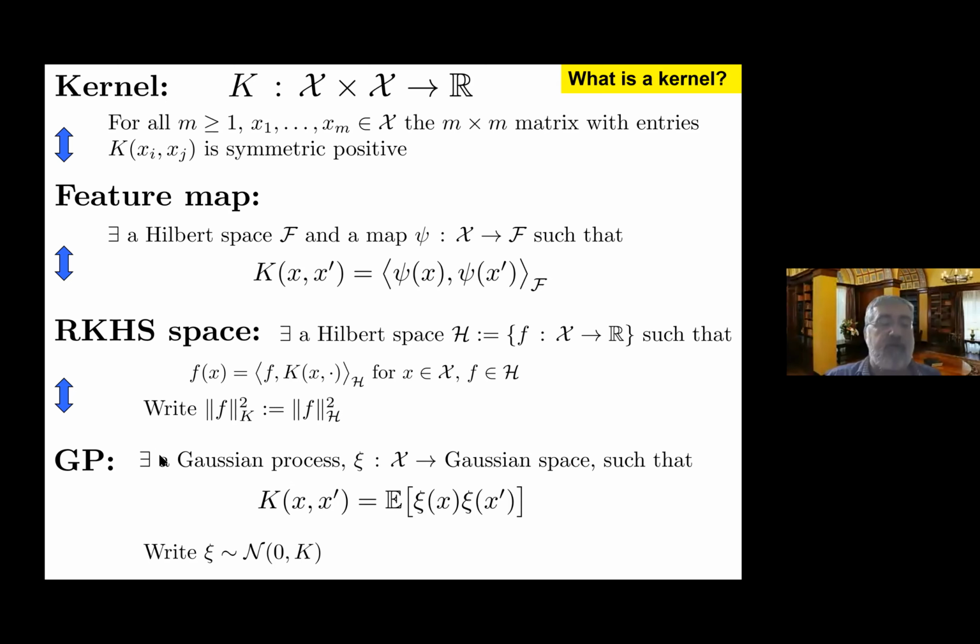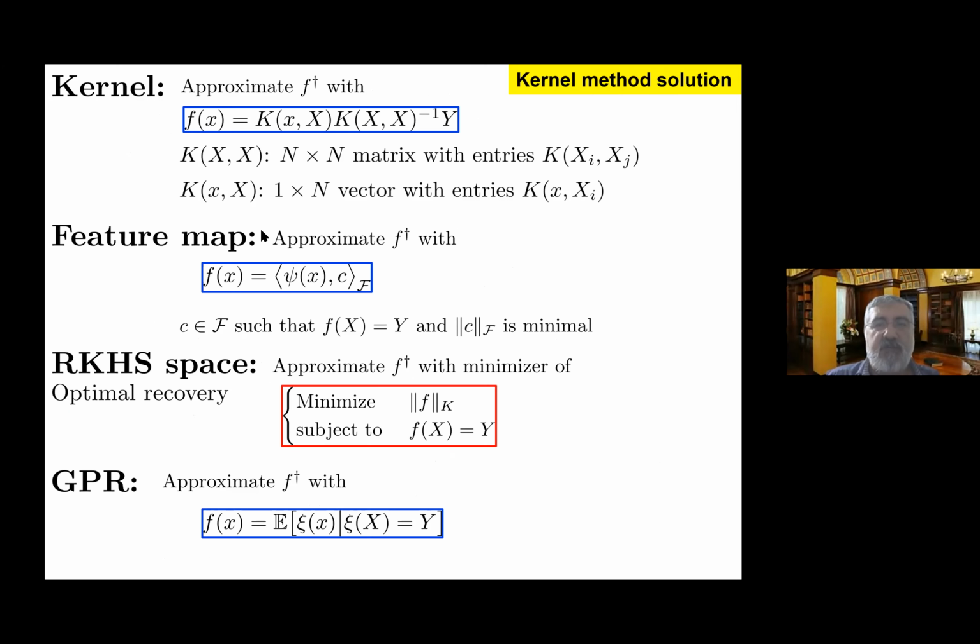Now, these 4 equivalent definitions lead to 4 equivalent solutions to our original interpolation problem. The first one is to approximate the target function f dagger with the following function f, where k is our given kernel, k of capital X is the n by n matrix with the following entries, and k of little x capital X is the n-dimensional vector with the following entries.